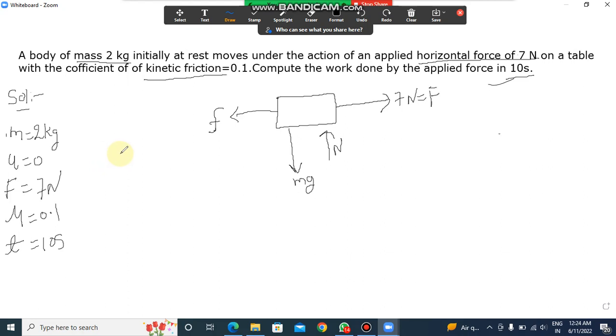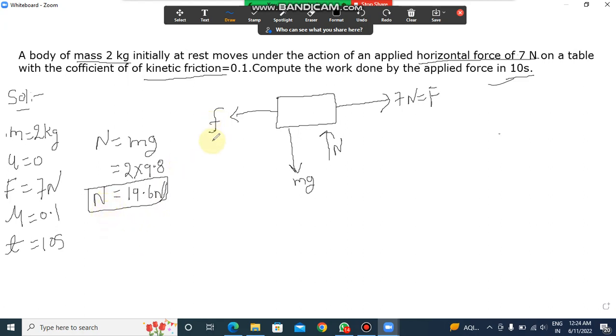First we will find the normal force. For finding the normal force, N equals mg. Why? Because both are in opposite directions, so both will be equal. We know m, so it is 2 into 9.8. When we calculate this, it will come to 19.6 Newton. Just make a box, so it will be clear to you and you will not get confused. So now we have calculated N.